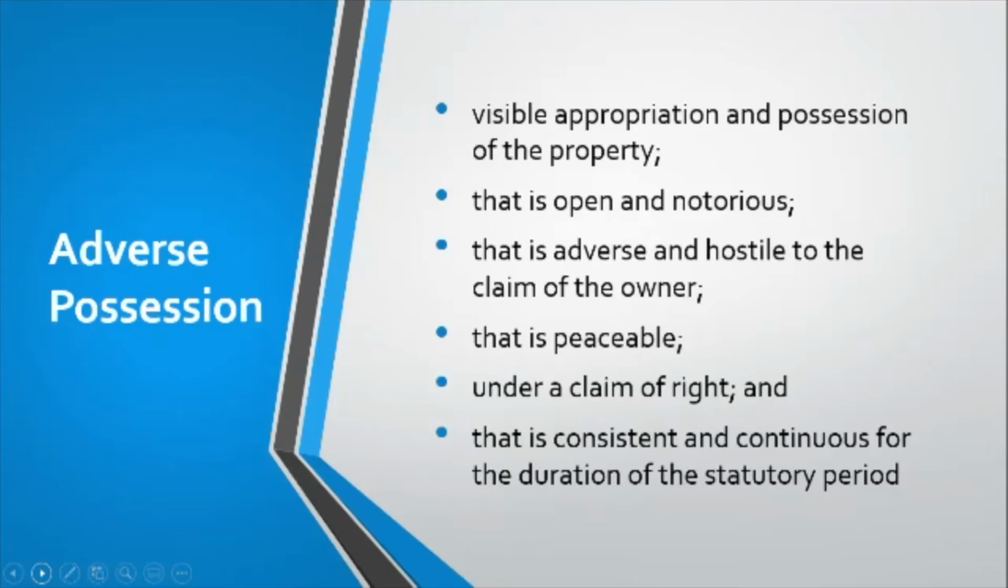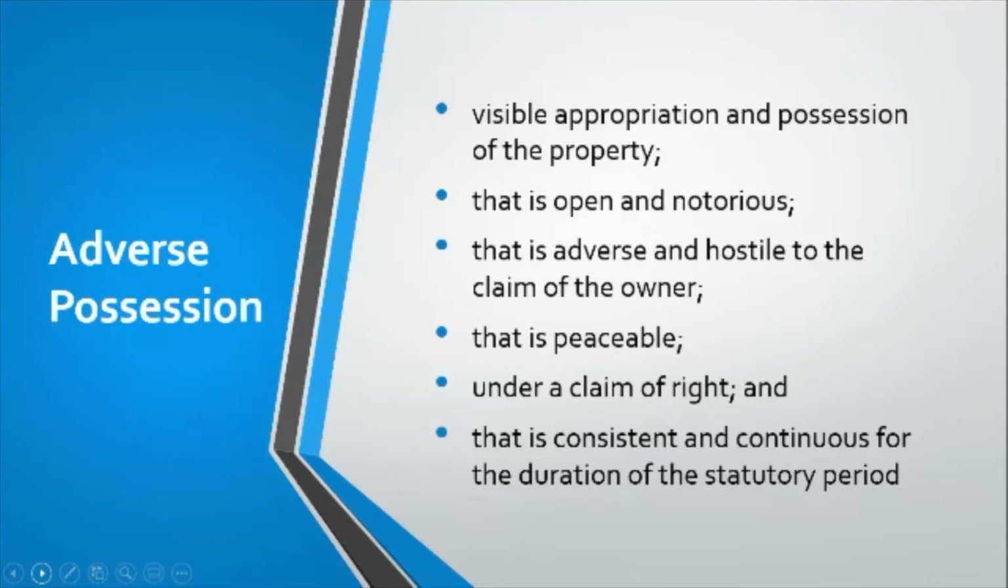Another requirement is that the claim must be adverse and hostile against the true owner. Now, this doesn't mean that you had to fight the true owner of the land. In fact, it is required that the land be acquired peacefully. In Texas, adverse and hostile just means that you're using the property without the permission of the true owner.